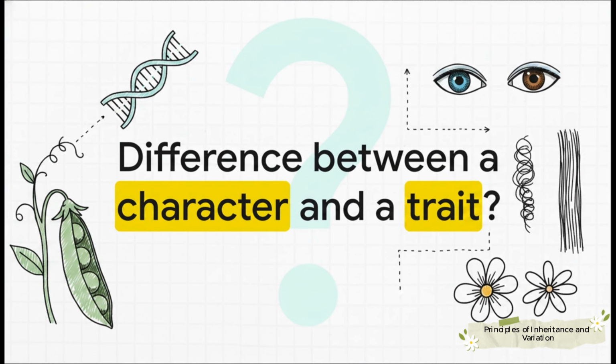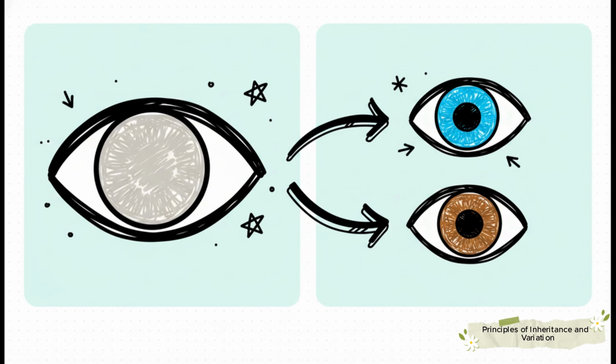Let's kick things off with a rapid-fire pop quiz on a pair of terms that look incredibly similar but mean completely different things on an exam. What exactly is the difference between a character and a trait? Okay, so the crucial thing to remember here is that the character is the broad heritable feature. Think eye color or stem height. The trait, on the other hand, is the specific variant of that character you actually see. So blue eyes or brown eyes are the traits that belong to the character of eye color. You've got to keep that hierarchy straight in your head.